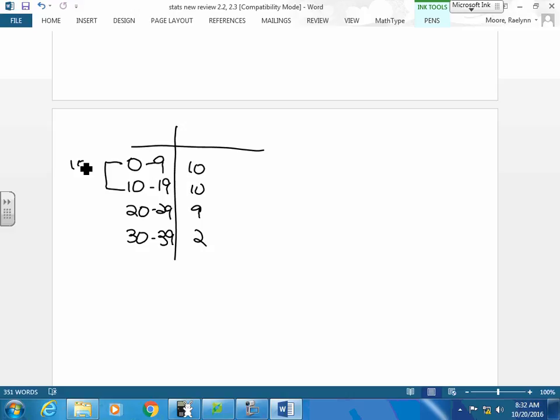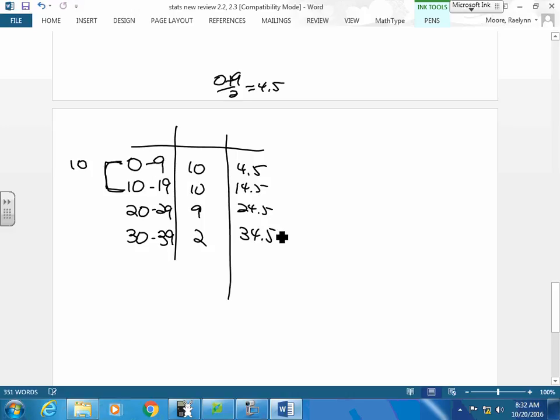So find your class width this way. Find your average. This is 4.5. So 4.5, add 10, all the way down. Just use your class width. This is going to go in your L1. This is going to go in your L2. Okay? Okay. Good with this? Questions at all?